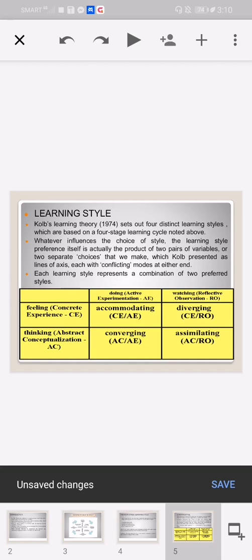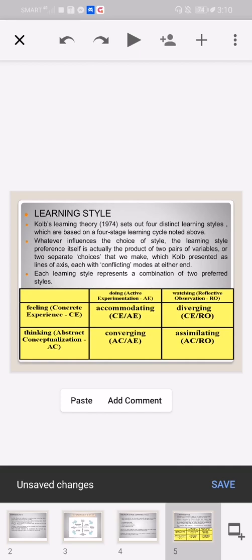The first is the accommodating. It is the combination of feeling and doing. The accommodating learning style is hands-on and relies on intuition rather than logic. These people use other people's analysis and prefer to take a practical, experiential approach. They are attracted to new challenges and experiences and to carrying out plans.